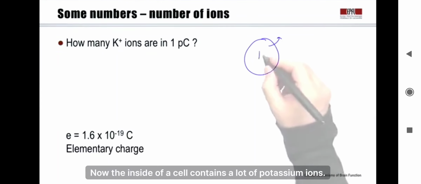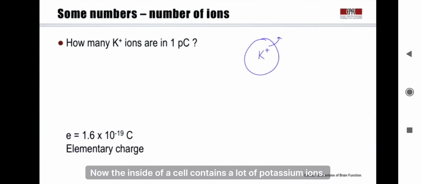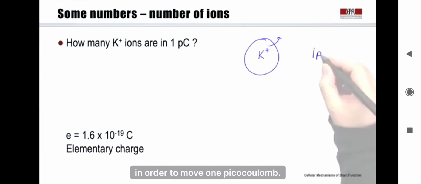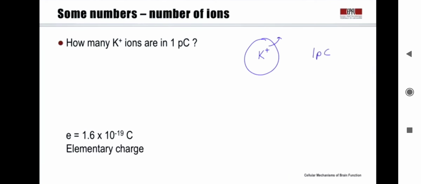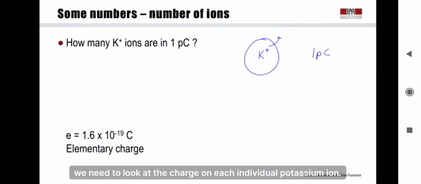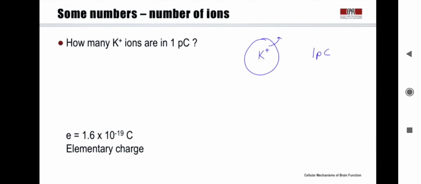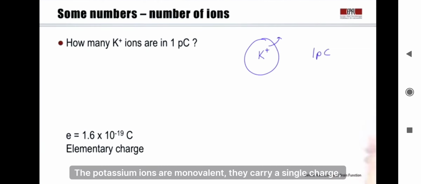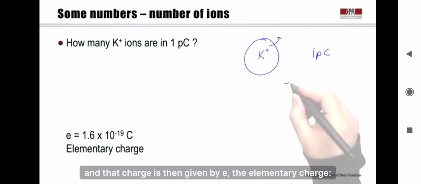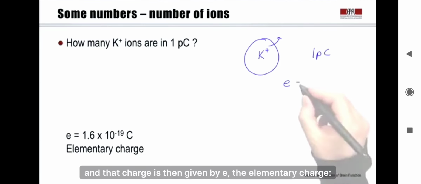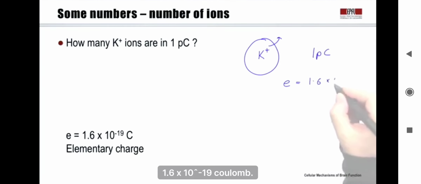Now, the inside of a cell contains a lot of potassium ions, and so let's wonder how many potassium ions it would take in order to move 1 picocoulomb. In order to make that calculation, we need to look at the charge on each individual potassium ion. The potassium ions are monovalent, they carry a single charge, and that charge is then given by e, the elementary charge, 1.6 times 10 to the power of minus 19 coulomb.